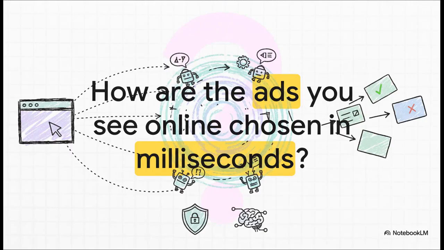You know, every single time you load a web page, there's this lightning-fast, invisible auction that happens behind the scenes. It's this whirlwind of data flying back and forth just to pick the ad you see. But what if we could make that whole process not just faster, but also way more secure and open to new ideas? Well, that's exactly the promise of this new framework.